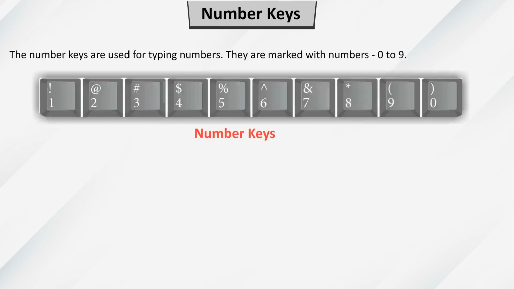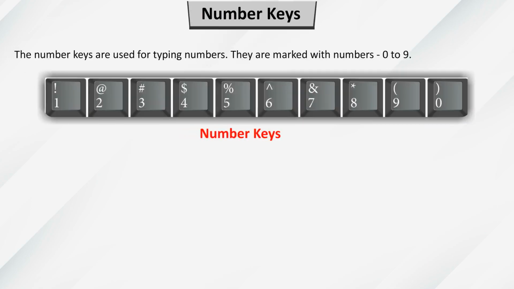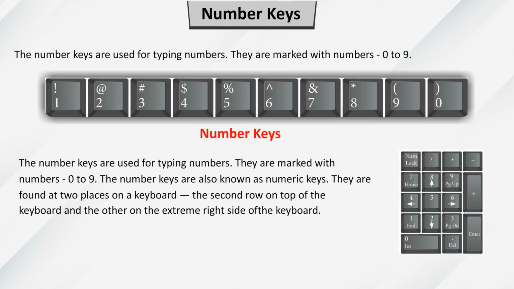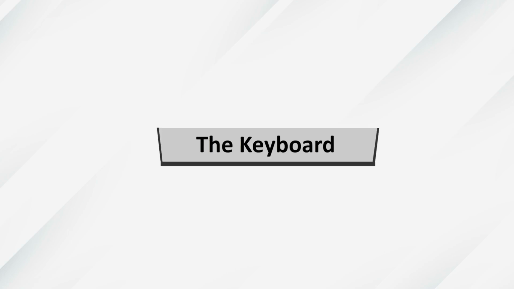Number keys. The number keys are used for typing numbers. They are marked with numbers 0 to 9. The number keys are also known as numeric keys. They are found at two places on a keyboard: the second row on the top of the keyboard and the other on the extreme right side of the keyboard.